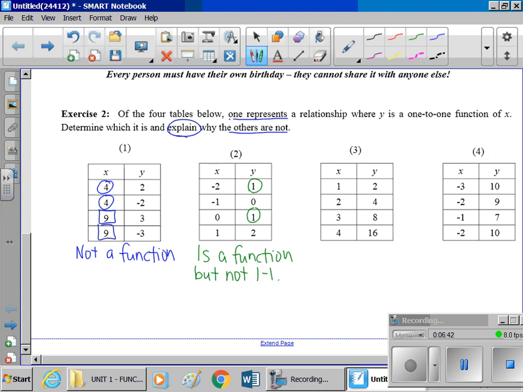How about number 3? 1, 2, 3, 4, 2, 4, 8, 16. Ding, ding, ding, ding, ding. I think we have a winner here. So this one is a one-to-one function, because none of the x's repeat and none of the y's repeat. Why don't you write that down underneath there? So none of the x's or y's repeat.